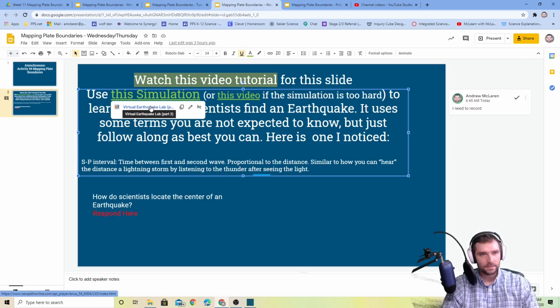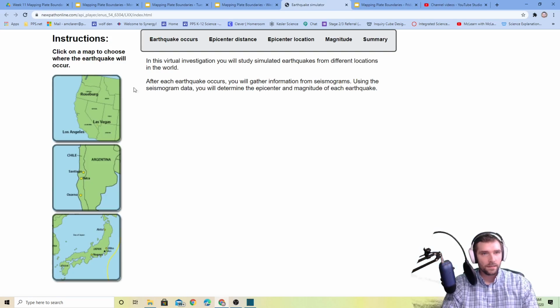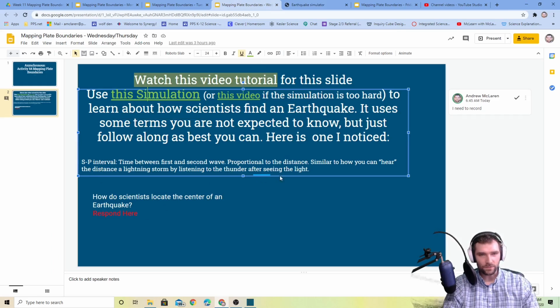So let's see. If I click on this. Yeah, it's kind of weird. Some of this info, I want to walk you through this because the S&P interval is kind of weird. It's not something worth focusing on. Basically, different waves travel through the Earth differently. So some of them go fast, some of them go slow, kind of like how with lightning you can hear thunder and see the lightning, and then the difference in when you see the light and hear the thunder should tell you roughly how far away it is. That's basically what we're doing here with the earthquakes.